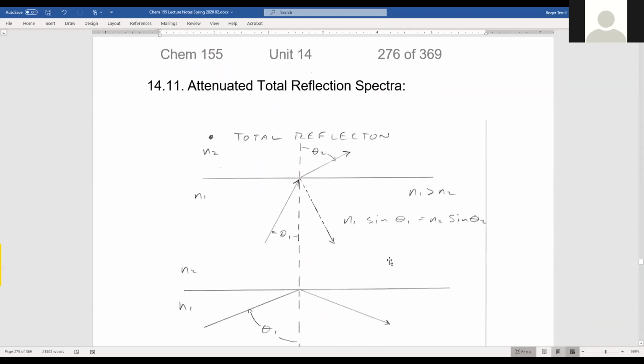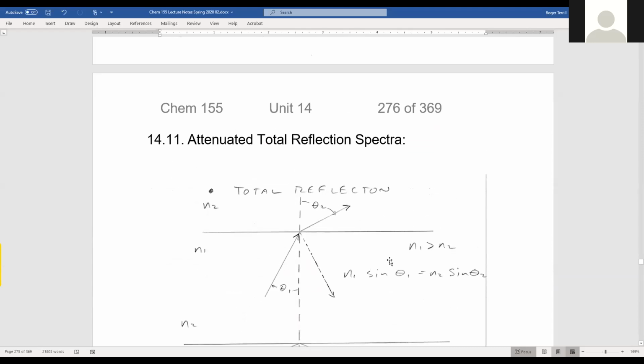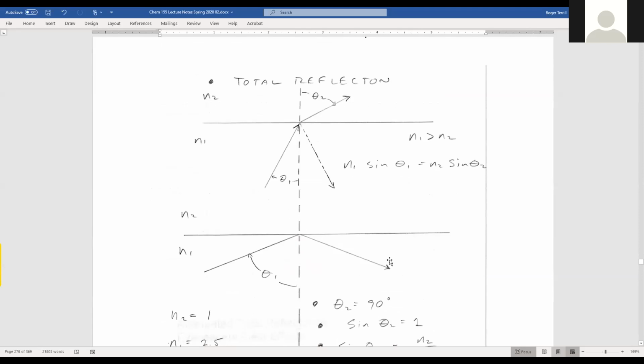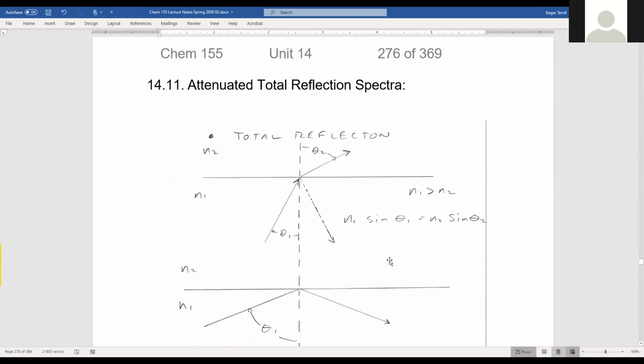right? And lastly, but not least, I'd like to talk about an ATR spectrum, what an ATR spectrum is. Well, and I'm rushing here, I'm sorry. I want to finish this today. I'm taking too much time.